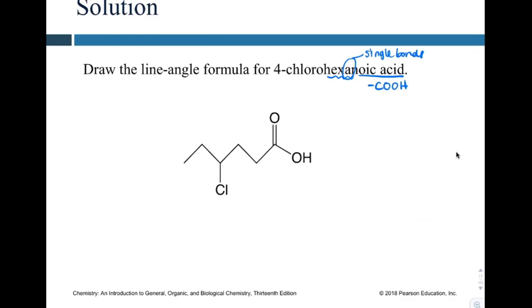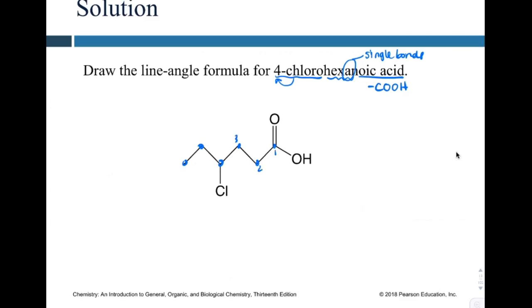And then I have a side group. Where's the chloro? Carbon 4. And so I'm going to go 1, 2, 3, 4, 5, 6. Carbon 1, 2, 3, 4 gets a chloro.